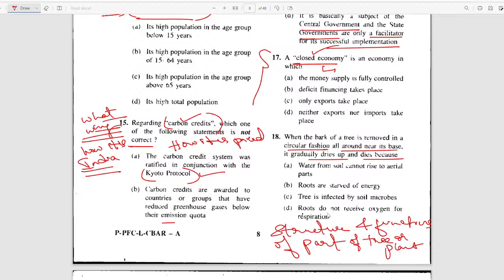Read about the roots, types of roots, for example xylem, phloem, and the difference between animal cell and plant cell. All these are important. And they are saying if the bark is cut, it dries up, and why does it dry up? This is also an application of it.